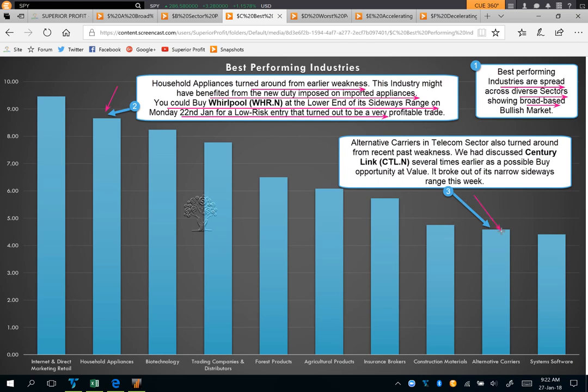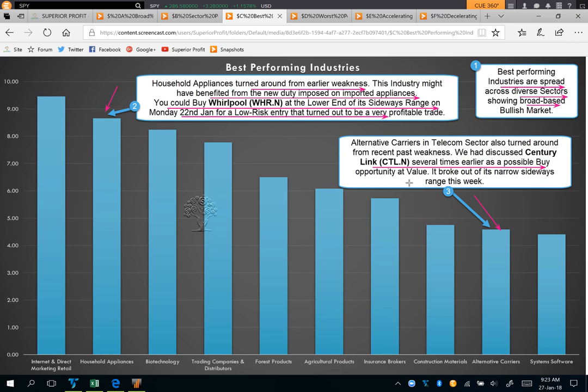Alternative carriers is one of the best performing industries. We had discussed Century Link several times in market roundups. This was a fundamentally strong stock paying a very large dividend. This week it broke out of its narrow sideways range.